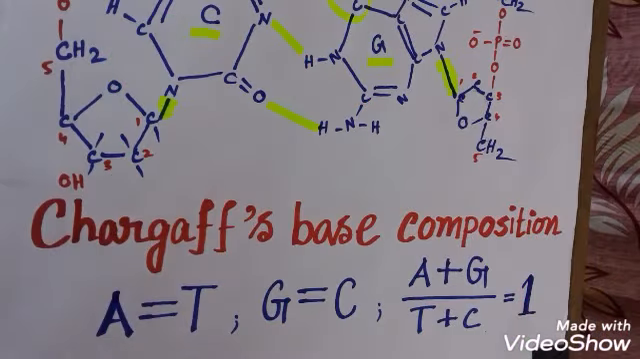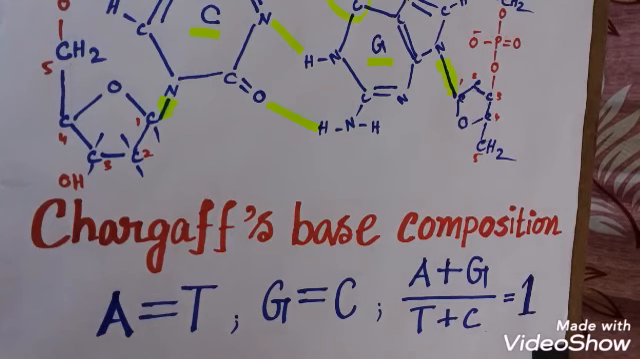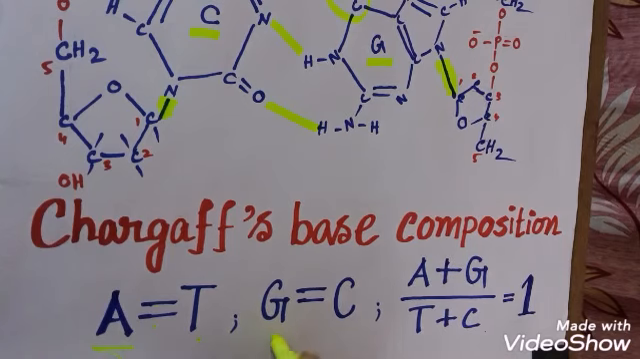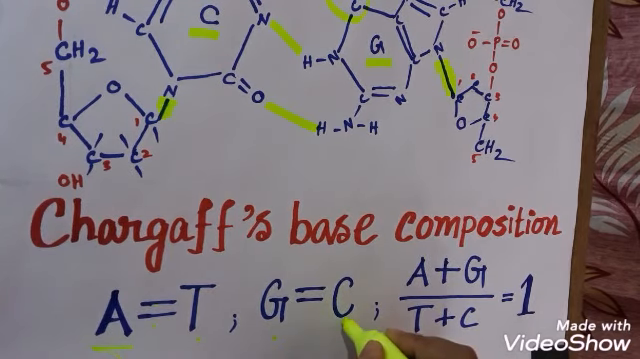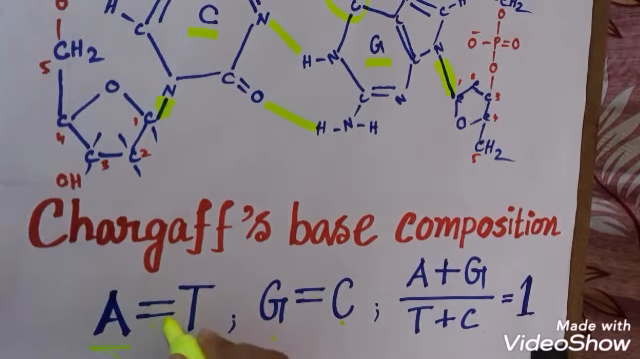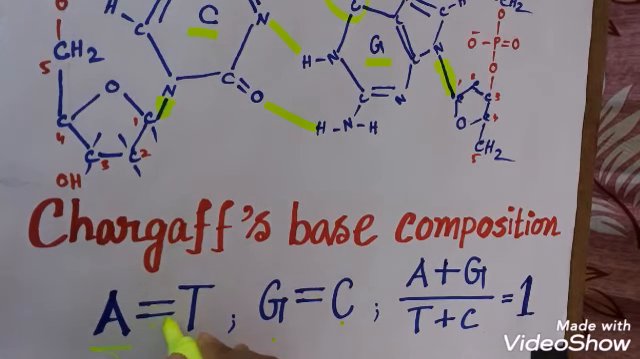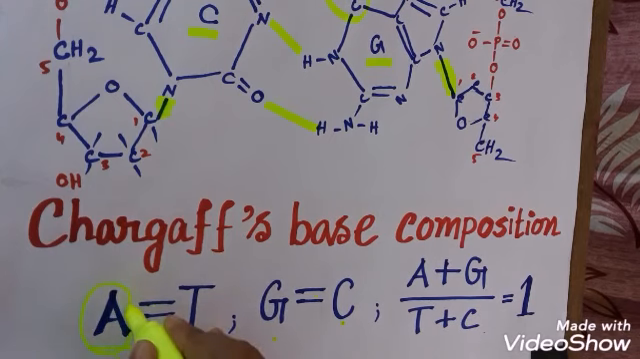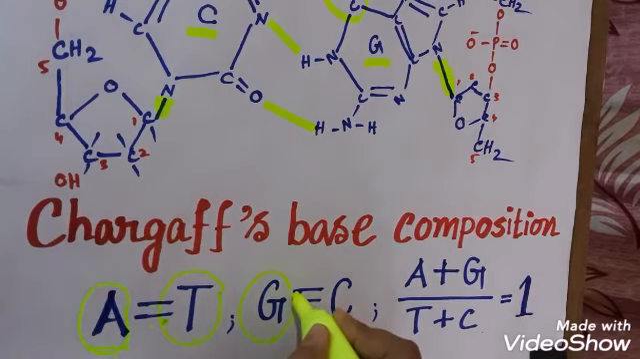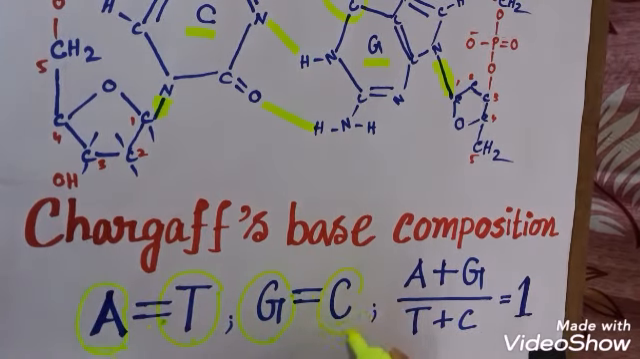This bonding pattern was already described by the scientist Chargaff. He said that adenine has 2 hydrogen bonds with thymine and guanine has 3 hydrogen bonds with cytosine. But this equals doesn't mean the bonds. It means he told that the amount of adenine is equal to the amount of thymine, and the amount of guanine is also equal to the amount of cytosine.